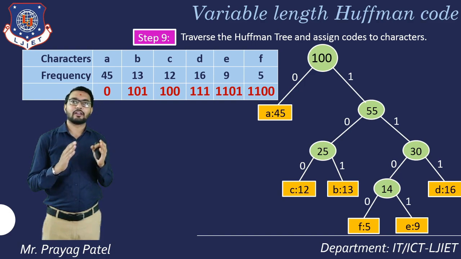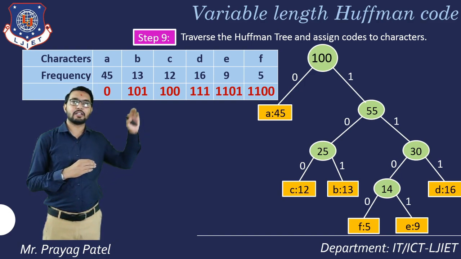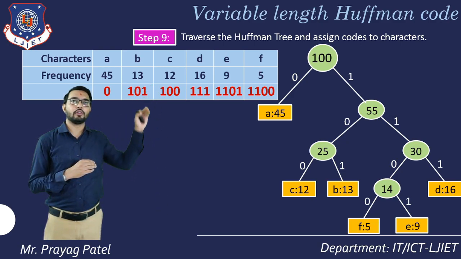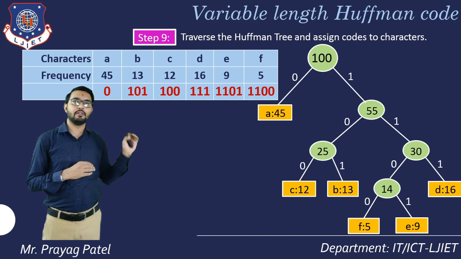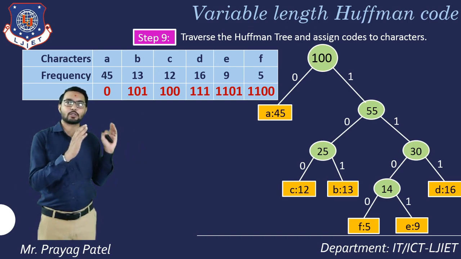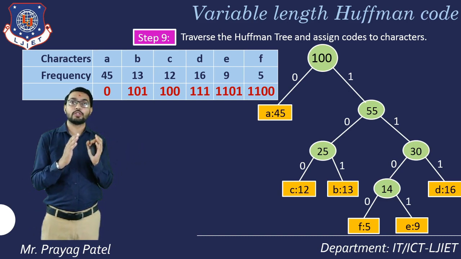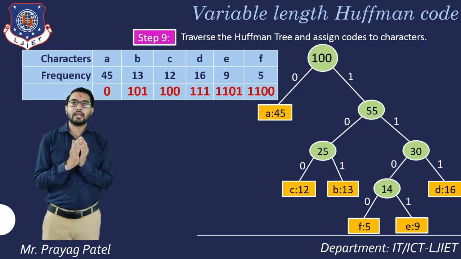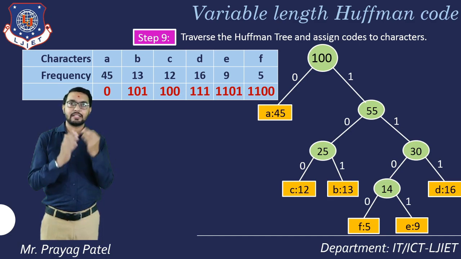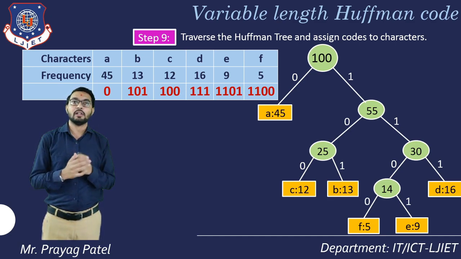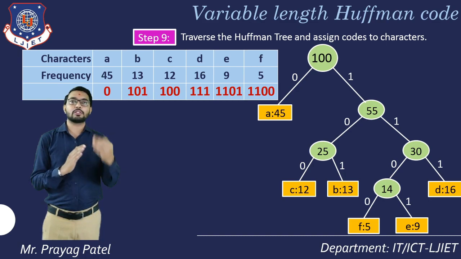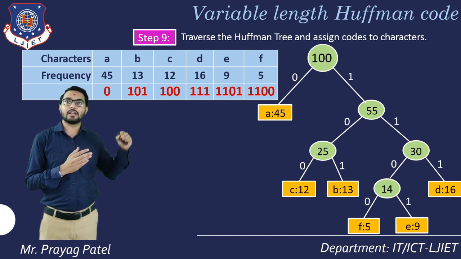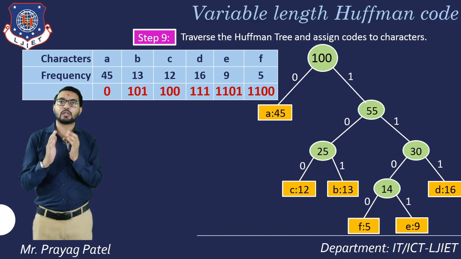And the last character, F. For character F, consider the code from root node 100 to node F. So move from the root to node F: 1, 1, 0, 0. So this code is the Huffman code using variable length. Here, variable length means we can simply say this is an optimal code, because the character repeated most frequently gets the minimum length code. So here 0 is the minimum length code.